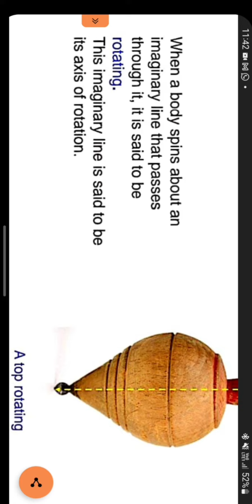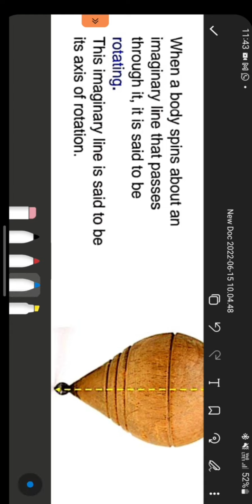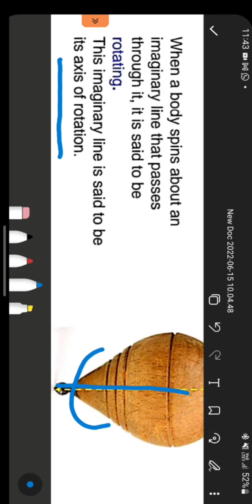Remember, what is the axis of rotation? What is the imaginary line? The line through the center of an object. The center line that we can imagine is known as the axis. And if the object rotates along its axis, then only it is known as the axis of rotation. Remember these two things: what is the axis and what is the axis of rotation. Along the axis it is rotating, only then do we call it the axis of rotation.